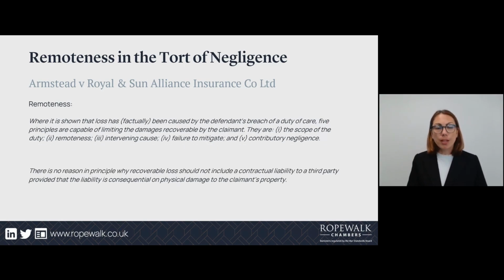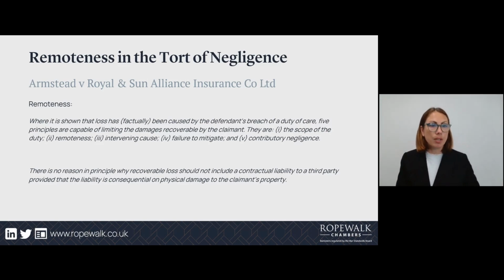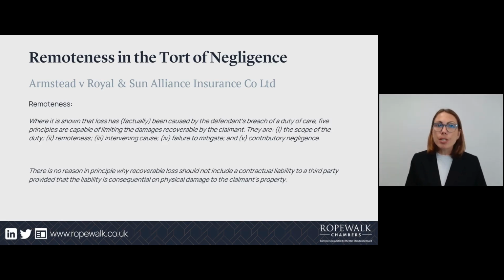Having dealt with those two little points, let's get on to remoteness then. So the Supreme Court has set out some helpful clarification as to the law on remoteness of loss. Where it is shown that a loss has factually been caused by the defendant's breach of duty, there are 5 principles capable of limiting damages recovered by the claimant, and one of those, as you can see there, number 2, is remoteness. And the Supreme Court said there's no reason in principle why recoverable loss should not include a contractual liability to a third party, provided that liability is consequential on physical damage to the claimant's property or property in which the claimant has an interest.